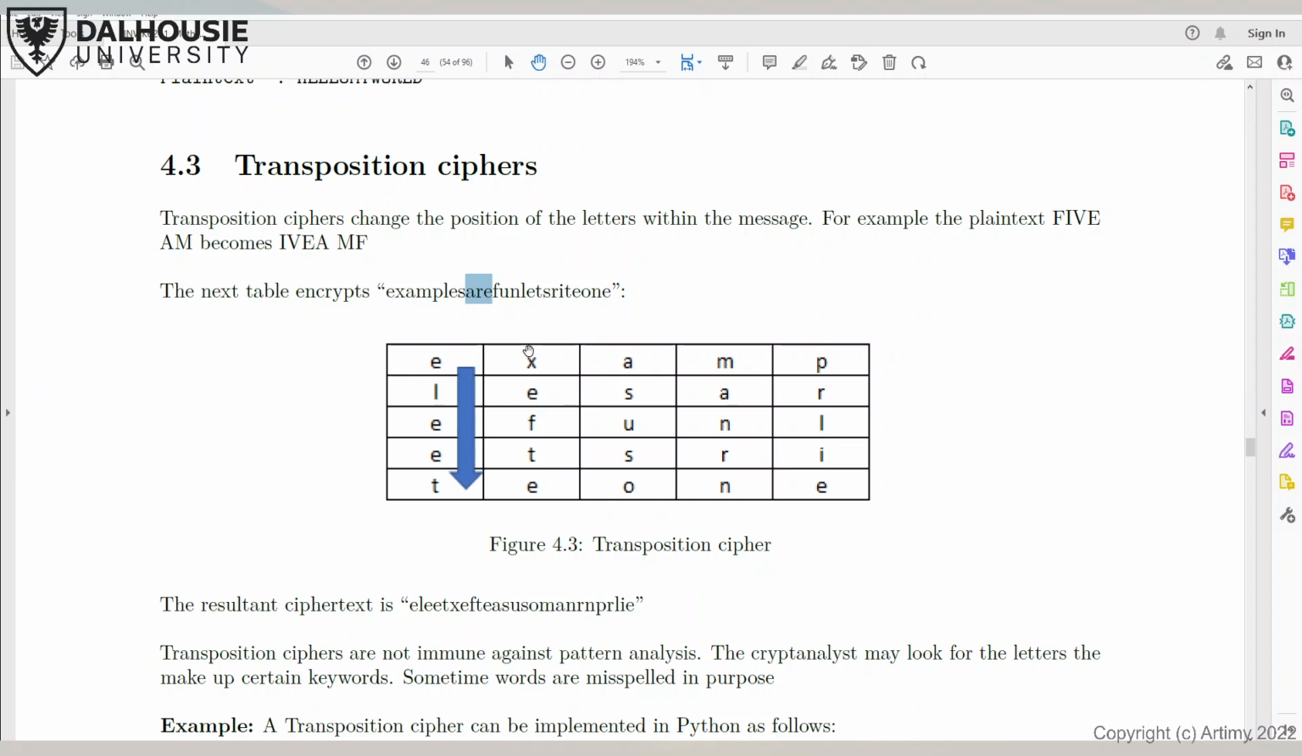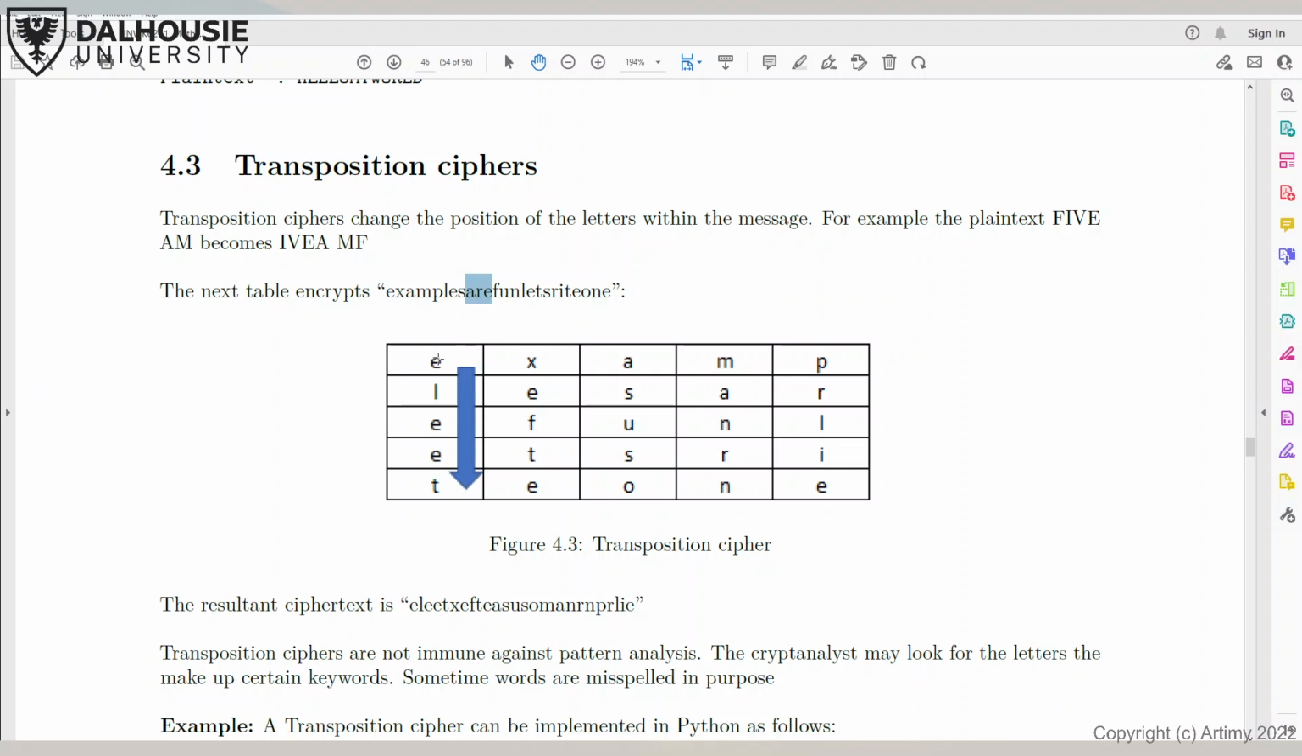So if I arrange this plain text in this table, examples are fun. Let's write one. One of the reasons we misspelled it is to make sure that it fits 6 by 6, so we have exactly 36 boxes there, or actually 5 by 5, so 25 boxes. And now once we write the plain text row by row, I can generate the cipher by writing column by column.